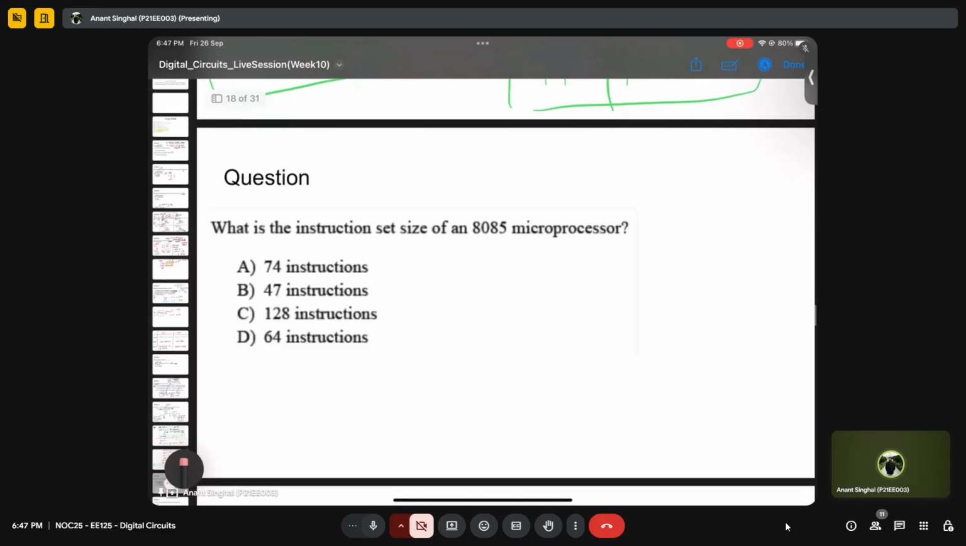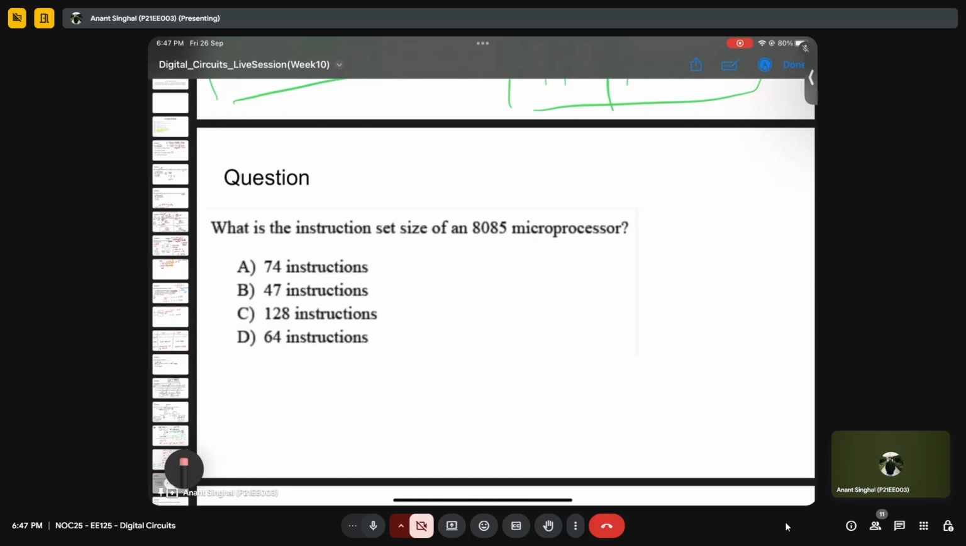Okay, so now we might have some problems on the 8085 microprocessor, which is a part of this week also. I have seen your assignment and I've seen some problems that are related to the 8085 microprocessor. So we'll do some problems in this particular week. So yeah, this is the problem. What is the instruction set size of an 8085? So please do type your answers in the chat box quickly.